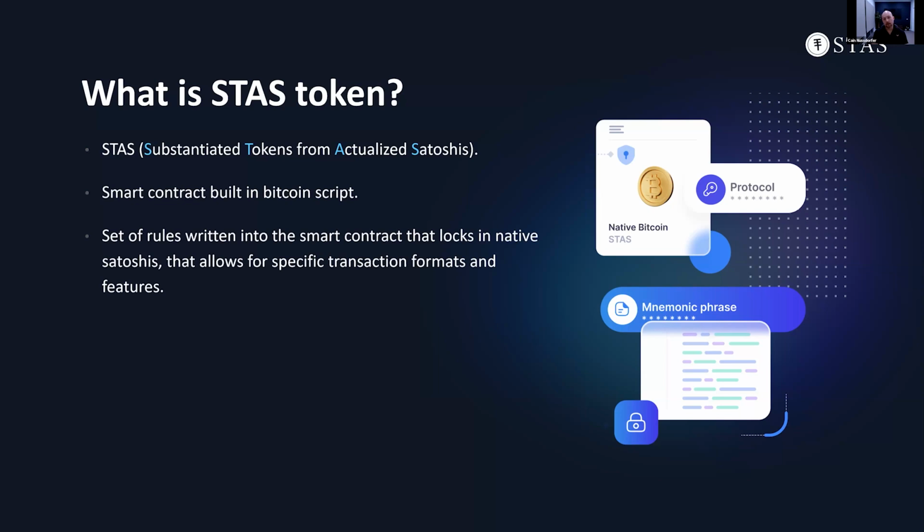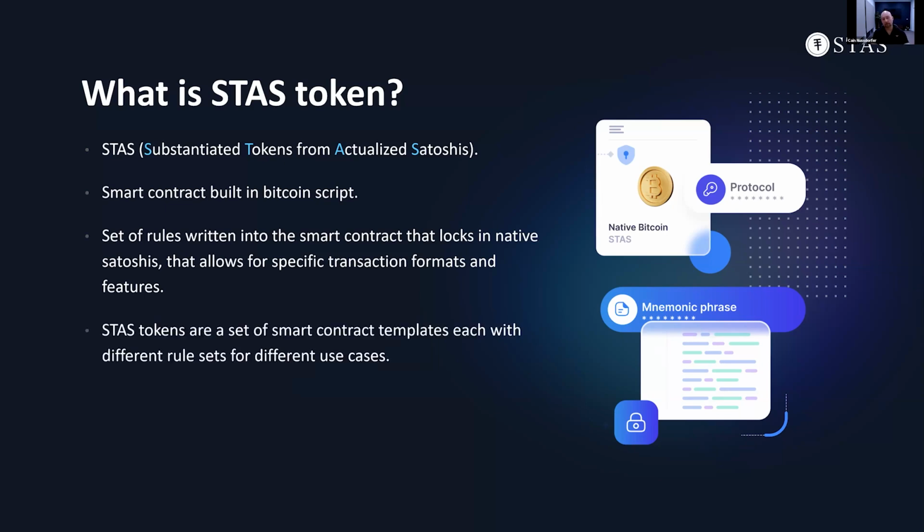Each smart contract, referring to STAS, basically locks in the native Satoshis, and it then allows for only specific types of transactions to be created. So it really encapsulates the Satoshis, and then you have not a Satoshi by itself anymore, but you have a rule set as part of that STAS token.